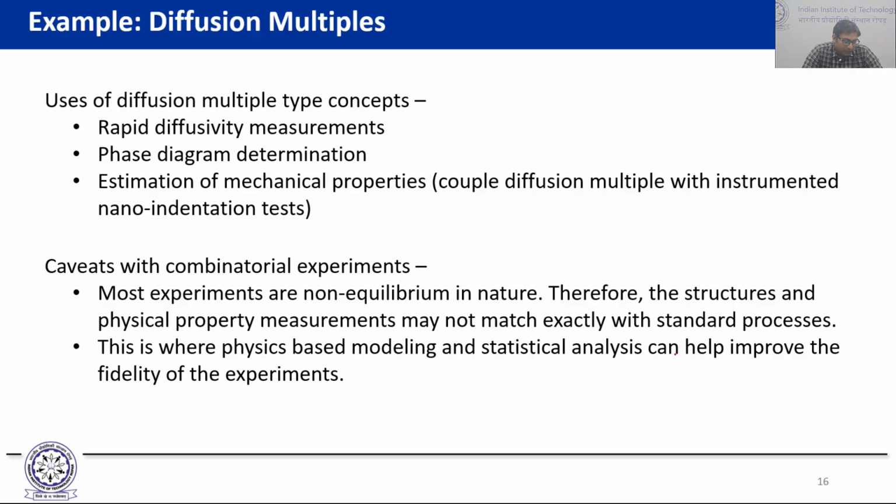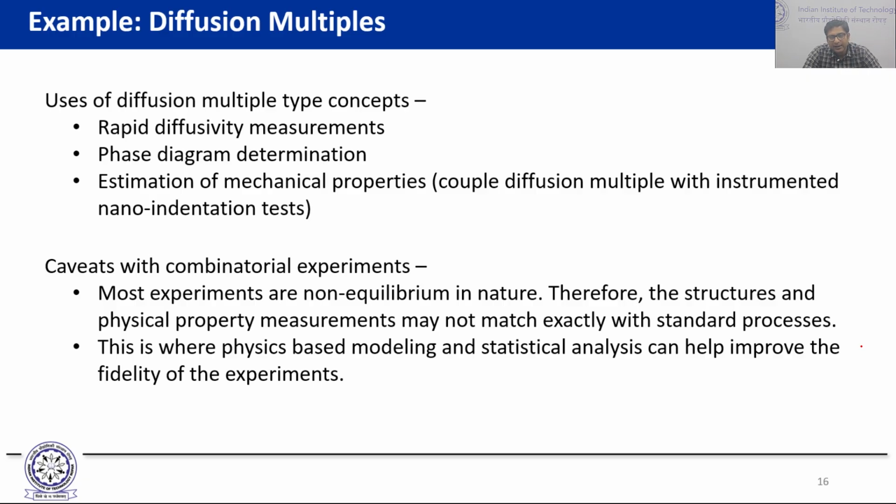Now, before we end for today, I just want to caution you about a couple of things related to this type of combinatorial experimentation. The first thing, as I have mentioned before, these experiments are non-equilibrium in nature, and therefore the structures and the physical property measurements may not match exactly with the standard near equilibrium processes. And the second thing I want to emphasize is this is really where, if you are able to use physics-based modeling and statistical analysis, this can help you improve the fidelity of the experiments.